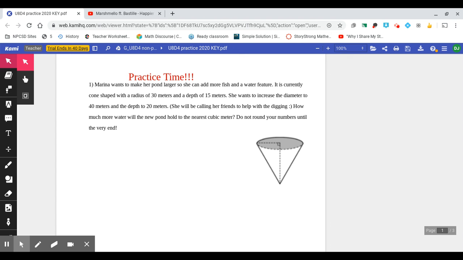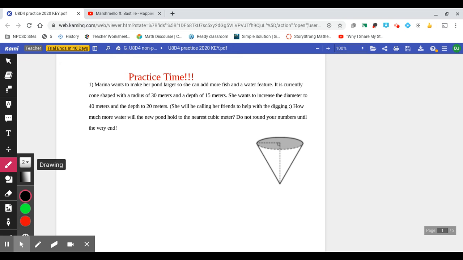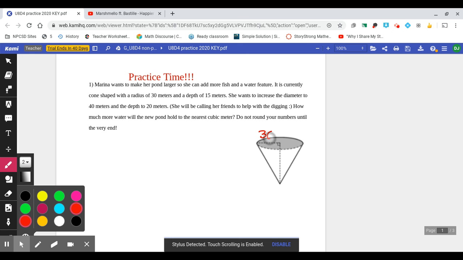Okay, so I'm going to show you how for problem 1 we arrived at our solution. Marina has been really busy. She wants to make her pond larger, and her pond is cone-shaped. We've drawn a picture of a cone here. The original radius is 30 meters, and it has a depth, so its height is 15 meters.